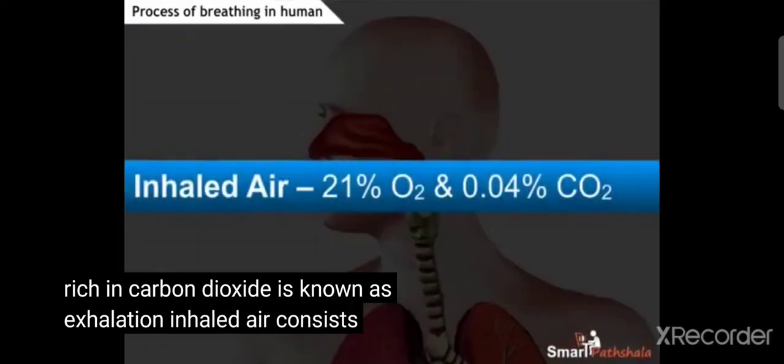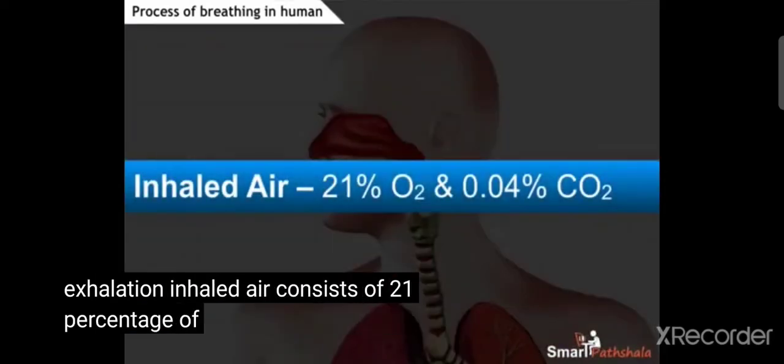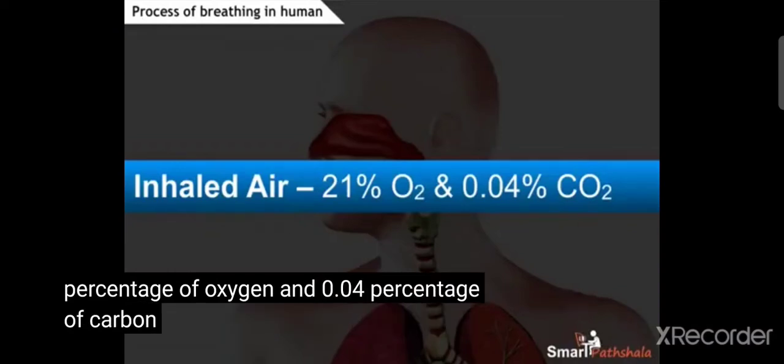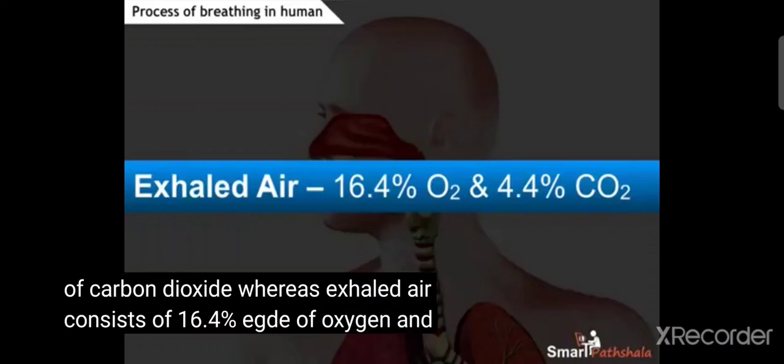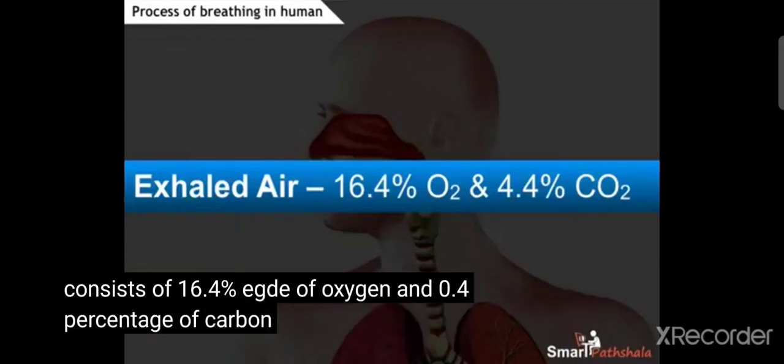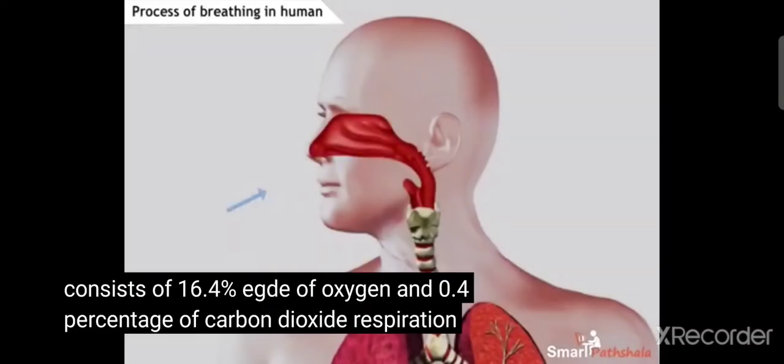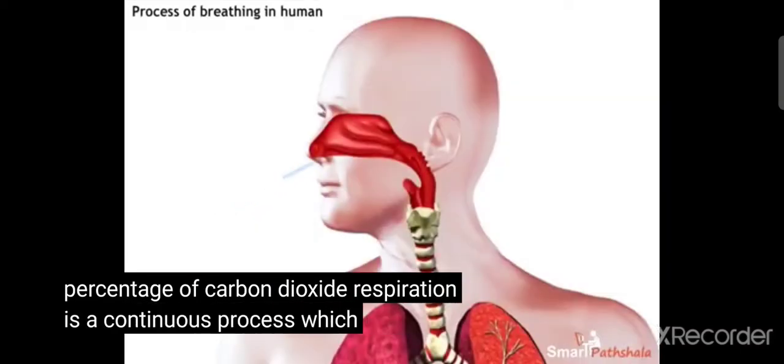Inhaled air consists of 21% of oxygen and 0.04% of carbon dioxide, whereas exhaled air consists of 16.4% of oxygen and 4.4% of carbon dioxide. Respiration is a continuous process which goes on all the time.